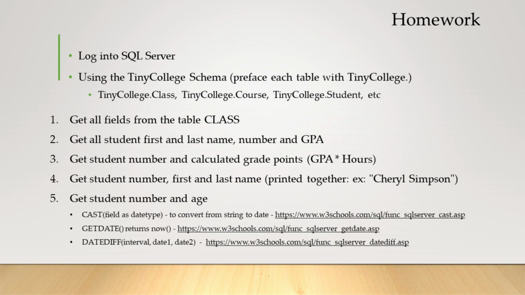So your age is listed as a string. If you want to convert it to a specific data type, you can use the cast method, and I've given you a link here to the description of how to cast. You essentially use the word cast and you say the field name as, and then what data type you want to turn it into. Once you turn the age into a date, you are going to get today's date, which you can use the get date method.